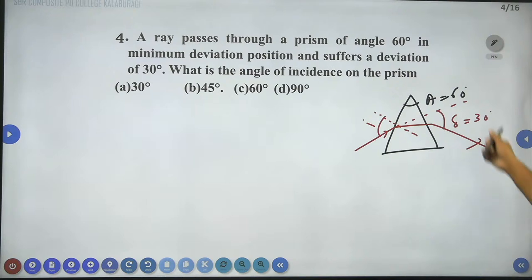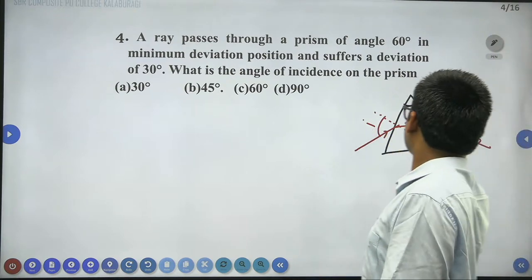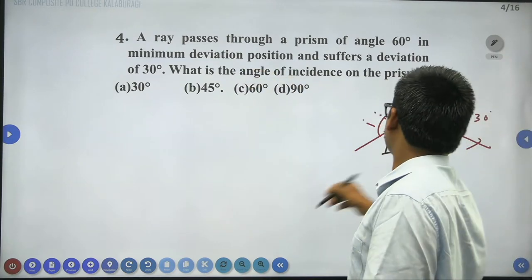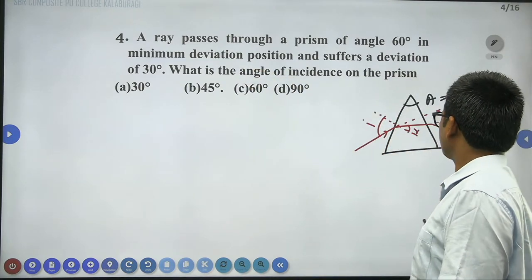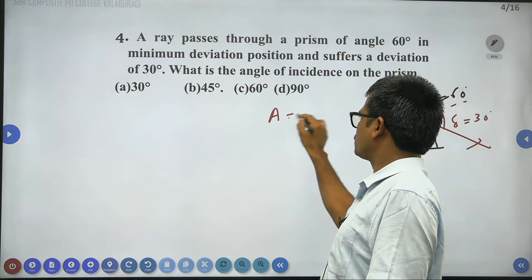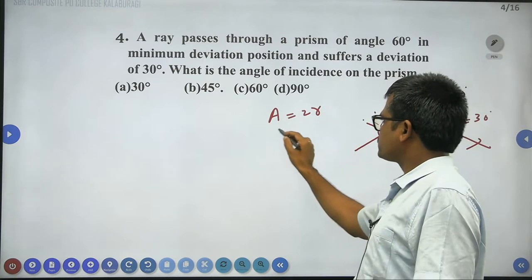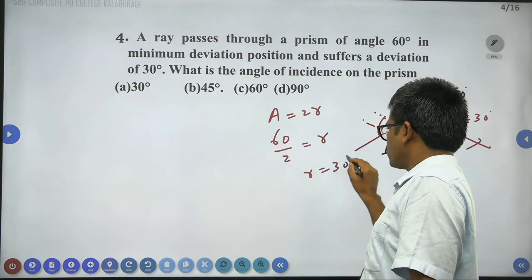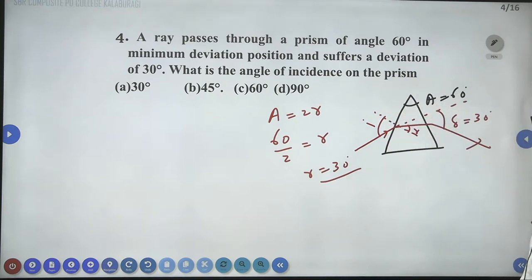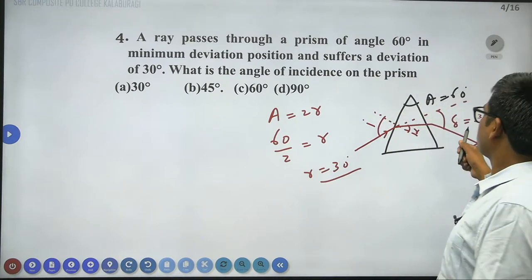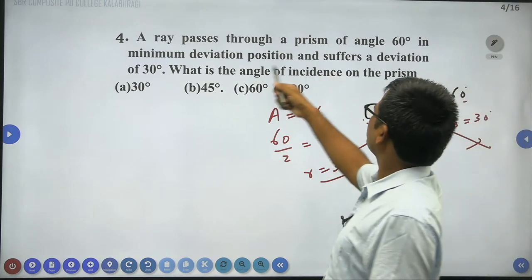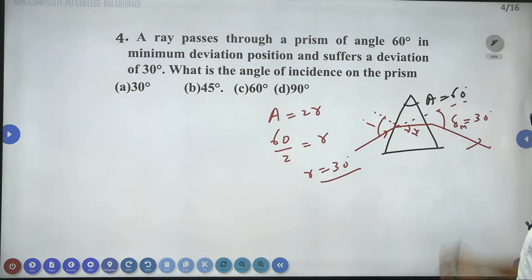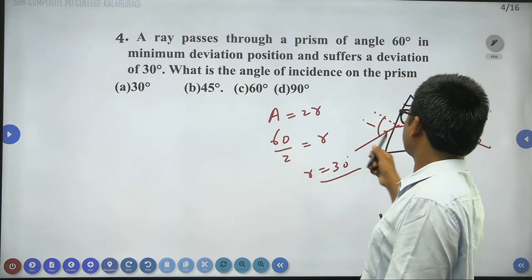Done. So you are given the deviation value and the angle of prism also, and they are talking about minimum deviation. Then we can get the r value also using the same formula, A equals 2r. The value of A given is 60 degree, so divided by 2 is equal to r. Therefore the r value will be 30 degree. Now they are given the deviation, in minimum deviation position. Then they are asking the angle of incidence.